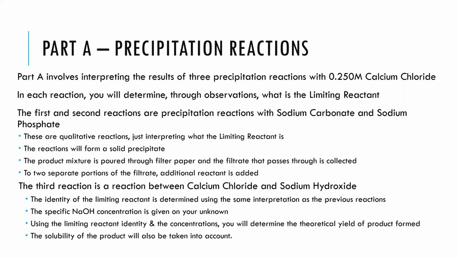method of determining experimentally what is the limiting reactant, but using those concentrations and the volumes themselves that you're using, you can determine how many moles of that limiting reactant you had to start with. And from those moles of limiting reactant, you can then calculate how many moles of the solid product is there, the calcium hydroxide, and that would be the theoretical yield of the reaction.